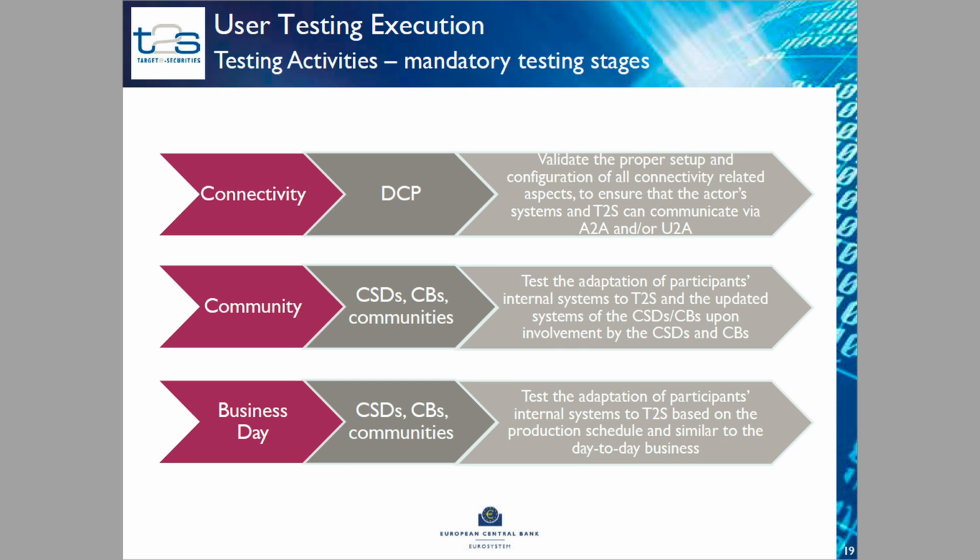The last drop, or let's say the cherry on the cake, is the business day testing stage. The difference between the business day testing stage and the community testing stage is just that in the business day testing stage, the T2S test environment will run like in production. That means that it will be open for extended hours compared to what is normally foreseen. The normal testing time is from 7 in the morning until 7 in the evening. And from that business day, there is a live timing testing.